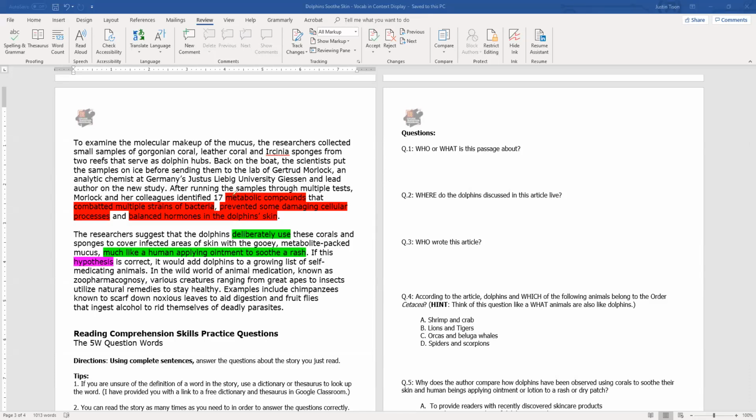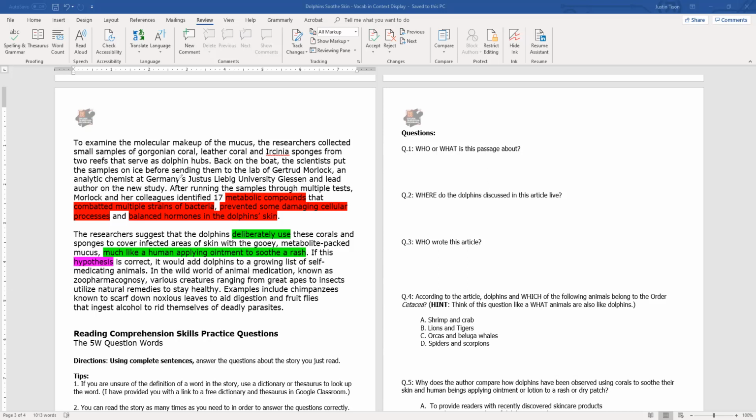After running the samples through multiple tests, Morlock and her colleagues identified 17 metabolic compounds that combated multiple strains of bacteria, prevented some damaging cellular processes, and balanced hormones in the dolphin skin. That's one heck of a sentence, and probably not the type of sentence you're used to reading unless you're reading a lot of science journals or medical journals or things of that nature.